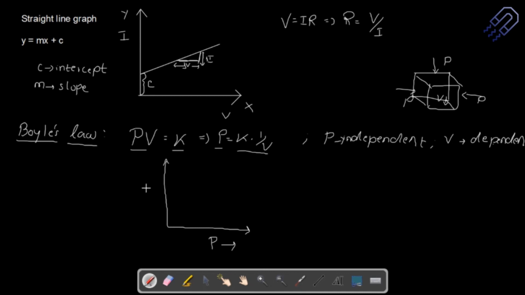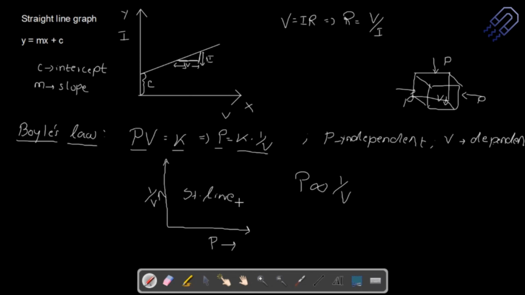So if we want to plot a graph between pressure and volume and get a straight line, we are not going to plot a graph between pressure and volume. We are going to plot a graph between pressure and 1 divided by volume, because pressure is directly proportional to 1 by V. It is not proportional to V. That's why when you plot this kind of graph, only then can we expect a straight line.